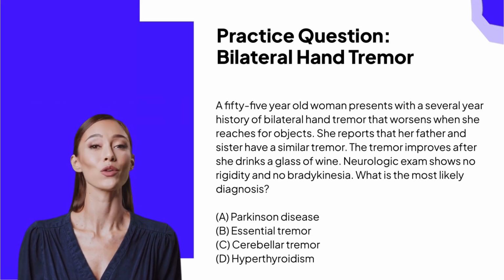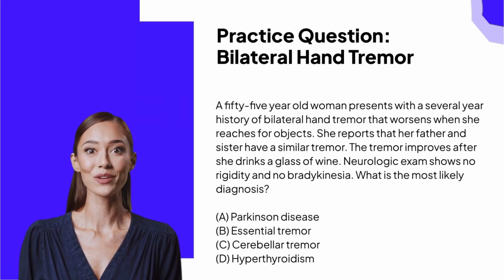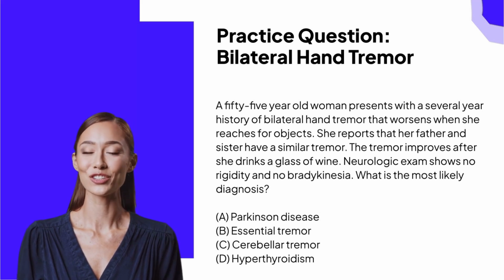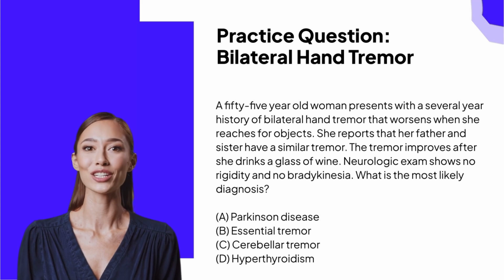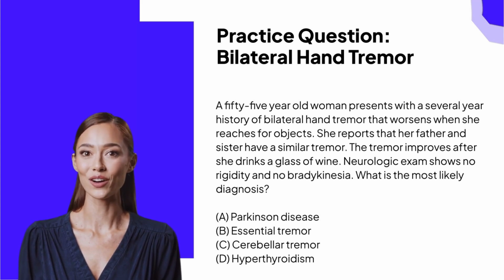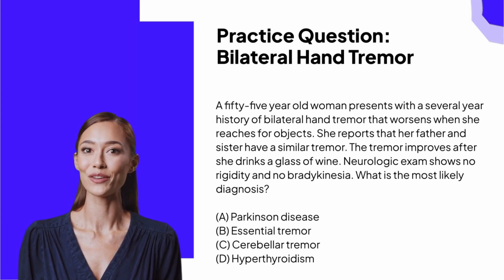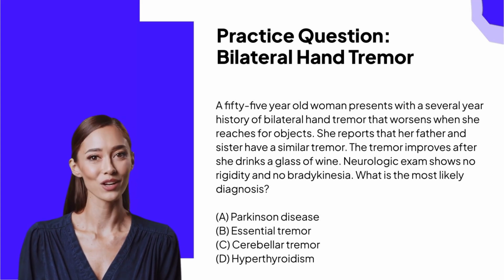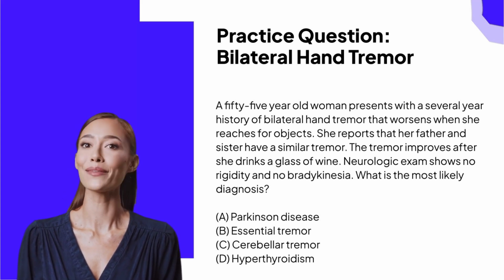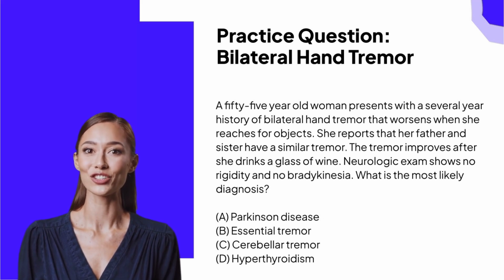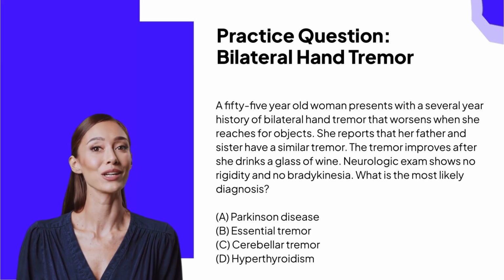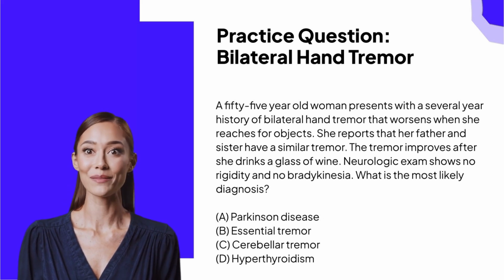A 55-year-old woman presents with a several-year history of bilateral hand tremor that worsens when she reaches for objects. She reports that her father and sister have a similar tremor. The tremor improves after she drinks a glass of wine. Neurologic exam shows no rigidity and no bradykinesia. What is the most likely diagnosis? Think about what key features stand out here. Is it answer A, Parkinson disease, answer B, essential tremor, answer C, cerebellar tremor, or answer D, hypothyroidism?